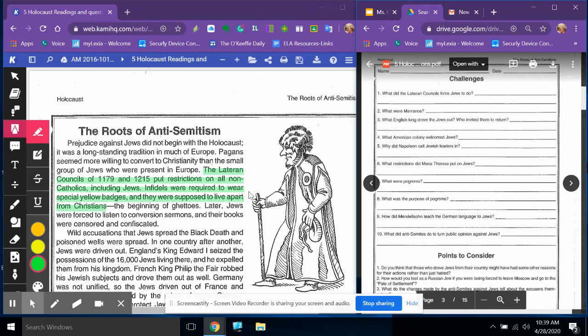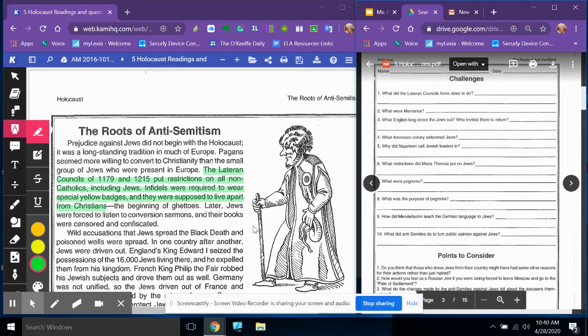Infidels were required to wear yellow badges, and they were supposed to live apart from Christians. The beginning of ghettos. Later, Jews were forced to listen to conversion sermons, and their books were censored and confiscated. Wild accusations that Jews spread the Black Death and poisoned wells were spread. Black Death was what they called the plague, which was a global pandemic back in that time.